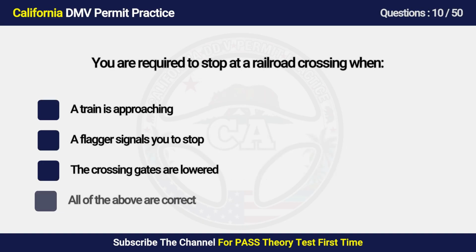Question 10. You are required to stop at a railroad crossing when A. A train is approaching. B. A flagger signals you to stop. C. The crossing gates are lowered. D. All of the above are correct.